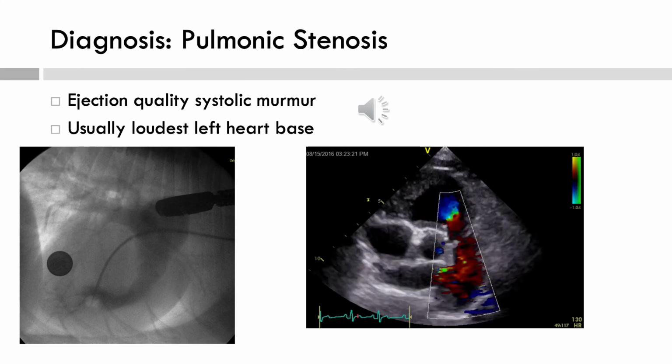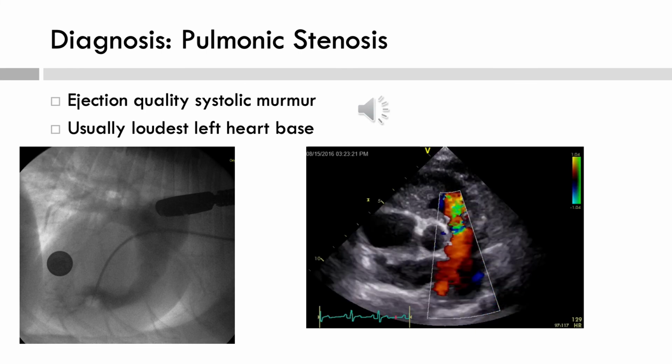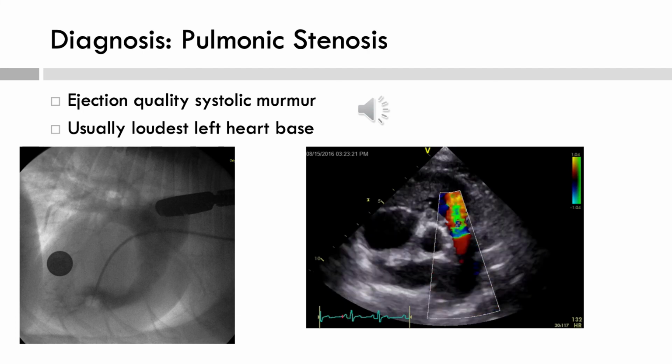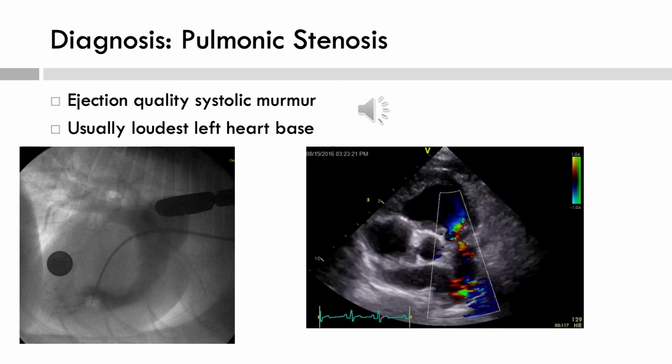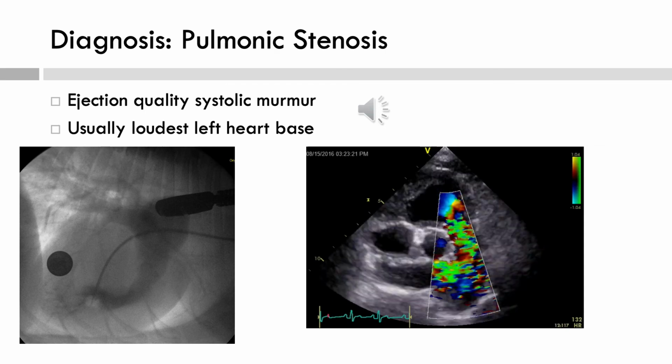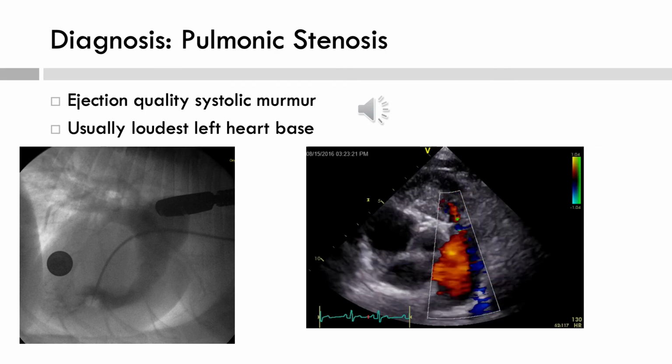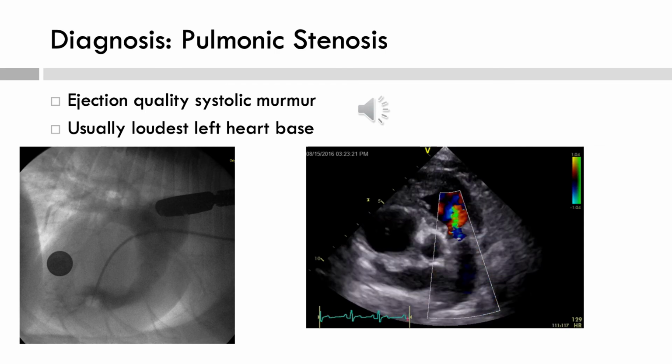The echo shows the right ventricular outflow tract with turbulent flow across the pulmonic valve in systole, and in diastole there's leak back across the pulmonic valve, and there's a post-stenotic dilation of the main pulmonary artery.